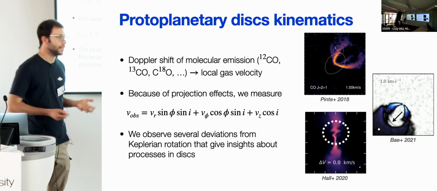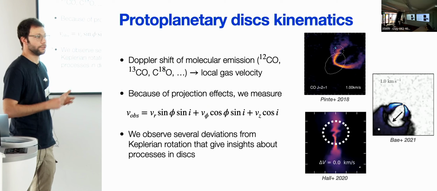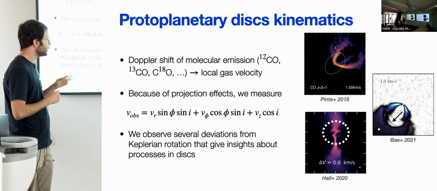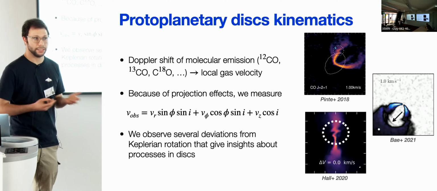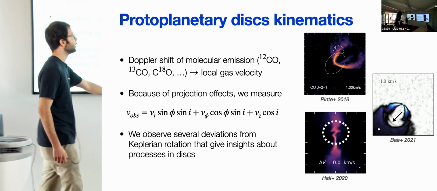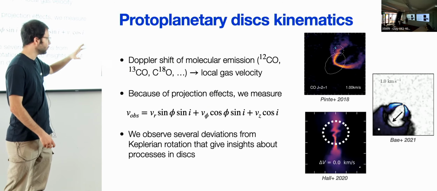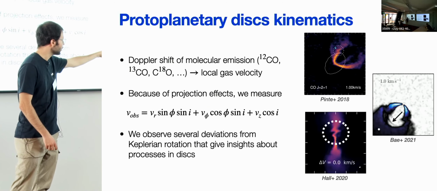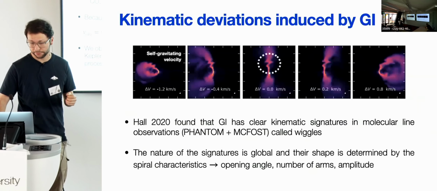And during the last few years, we have been observing a lot of deviations from Keplerian rotation. And these signatures can give us insight about processes happening in the disk, like here, the interaction between a protoplanet and the accretion disk. But also, what I'm interested in is this last picture, that are kinematic signatures of gravitational instability.